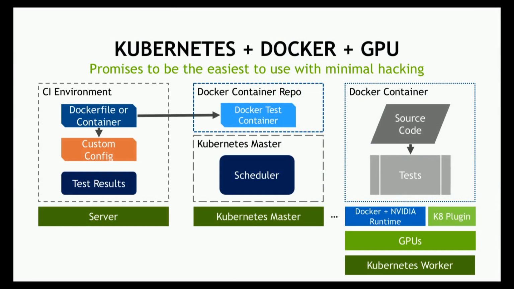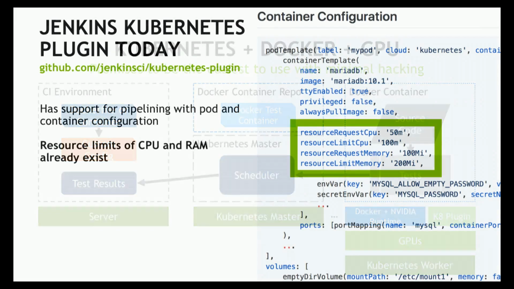So how does this all come together? We've got the K8 plugin sitting next to the Docker and NVIDIA runtime over on the Kubernetes worker. We pull the Docker file, or the container gets put into a container repo. We pull out the custom configuration, which we'll talk a little bit about, how it's still a little hacky, but we're working on trying to make that better. Send all that over to the Kubernetes master, which finds the spare resources, spins up the Docker container, gets all the tests and everything back, and thumbs up, thumbs down, and hopefully thumbs up.